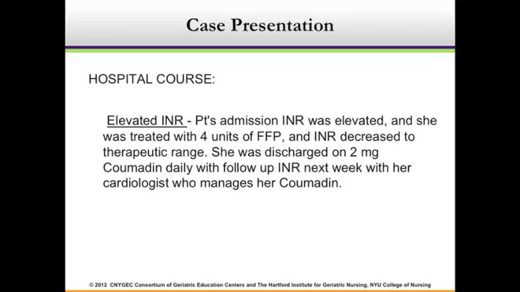Hospital course. For her elevated INR, patient was treated with 4 units of fresh frozen plasma to reverse the effects of Coumadin. She was discharged on Coumadin 2 milligrams daily with a follow-up next week with the cardiologist and an INR check at that visit.